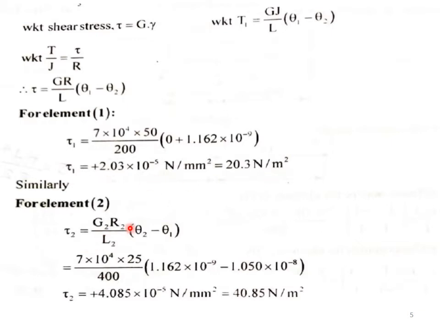Similarly, for element 2, tau 2 is equal to G2 R2 by L2 into theta 2 minus theta 1. G2 is 70 to the power of 4 into 25 divided by 400 into 1.162 into 10 to the power of minus 9 minus 1.050 into 10 to the power of minus 8. So tau 2 is equal to 4.085 into 10 to the power of minus 5 Newton per mm square, equal to 40.85 Newton per meter square.